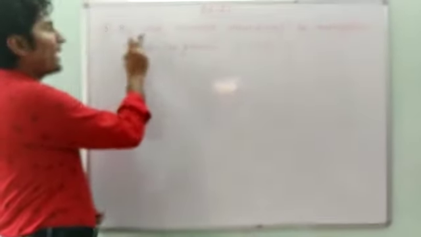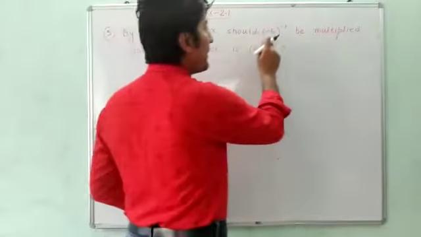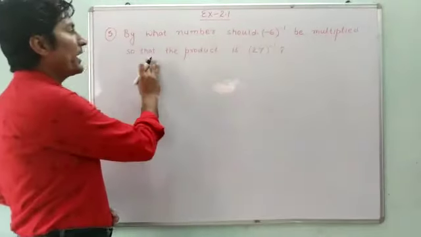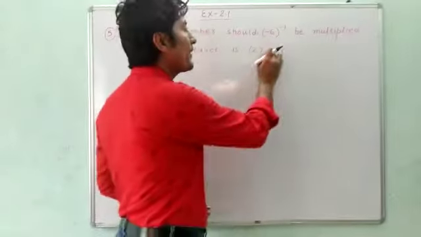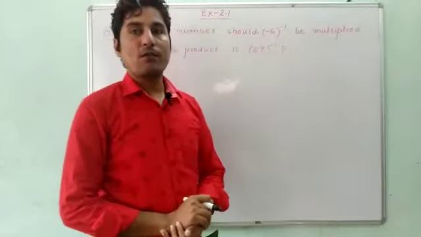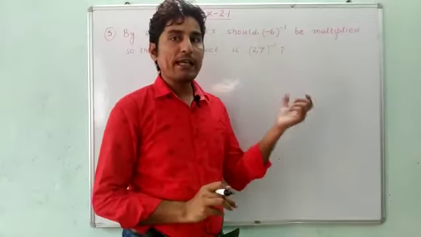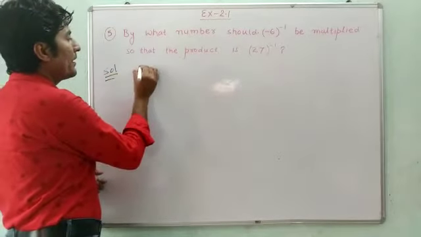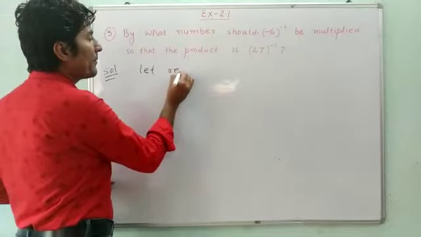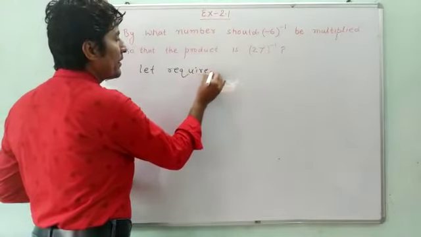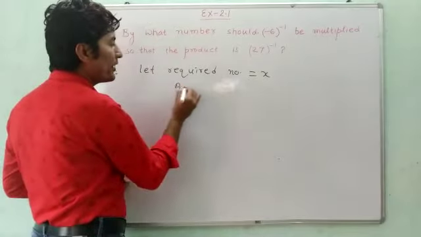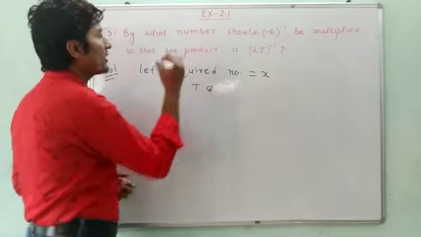Fifth question, by what number should minus 6 to the power minus 1 be multiplied so that the product is 27 to the power minus 1? So here we can assume that, in solution we can write here, let required number be x.